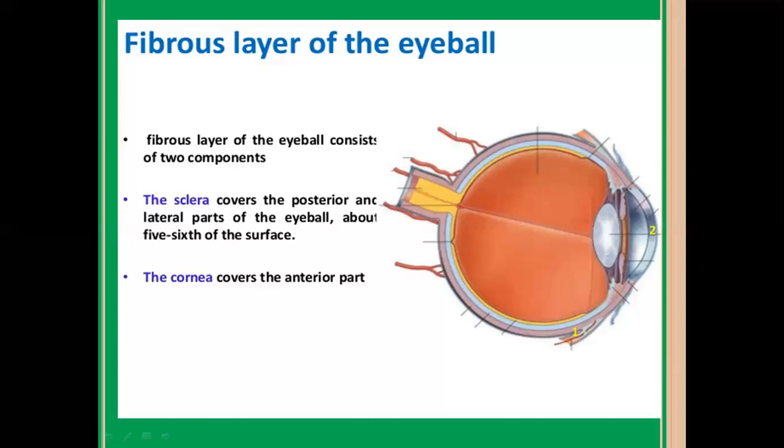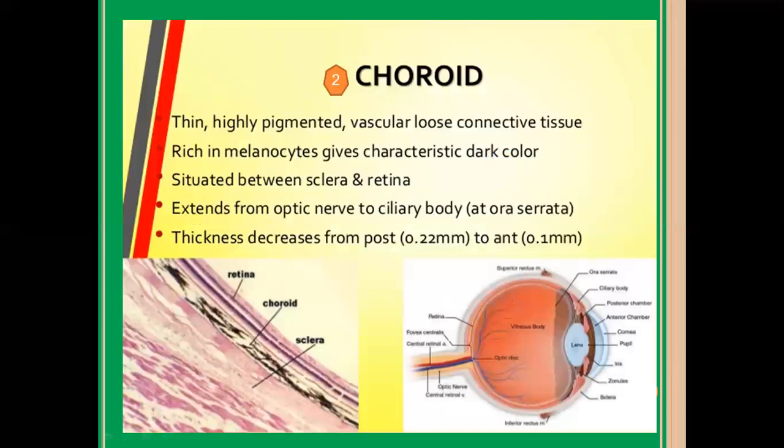Okay, this is the second part of the outer layer. Now, next is the middle layer. Number two is the middle layer. The middle layer is also called the choroid, and it consists of the iris, pupil, ciliary muscles, and suspensory ligament.